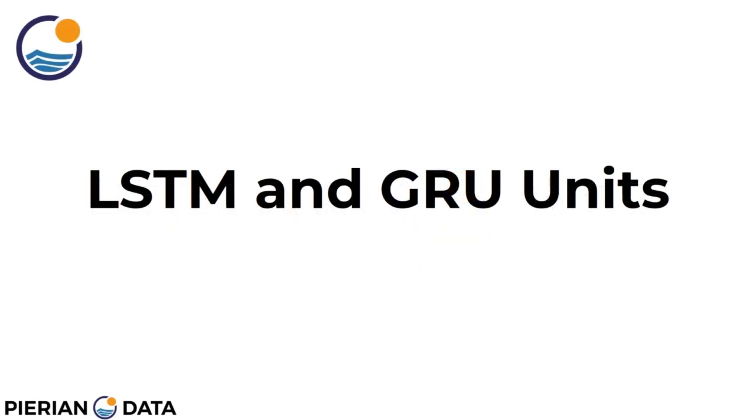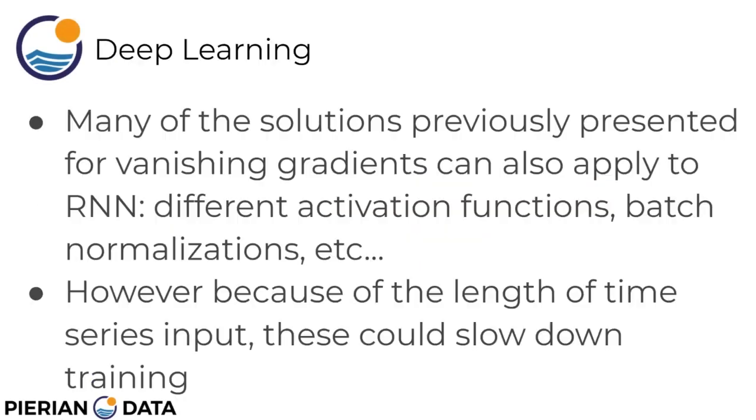Welcome back, everyone. In this lecture, we're going to discuss LSTM and GRU units. Many of the solutions previously presented for vanishing gradients can also apply to recurrent neural networks, or the recurrent neuron. That is, things like using different activation functions, such as rectified linear units, performing batch normalizations, etc.